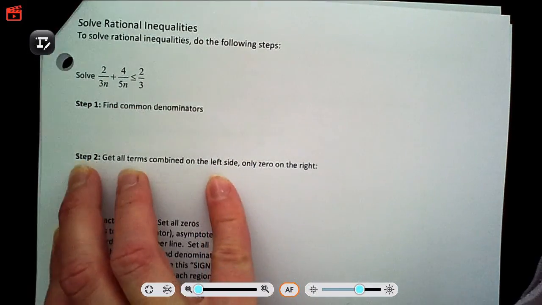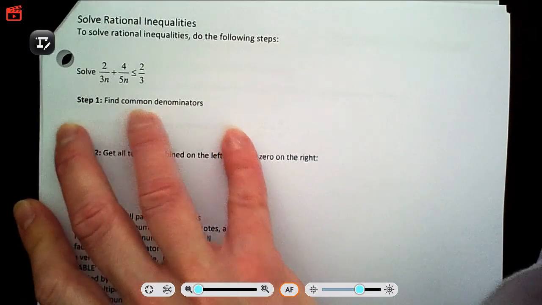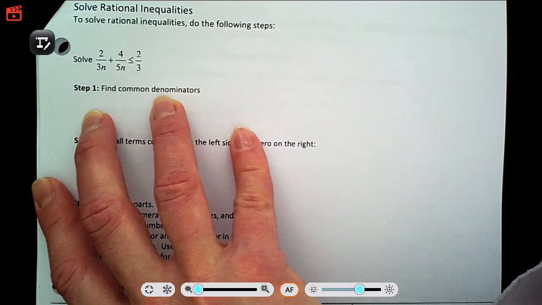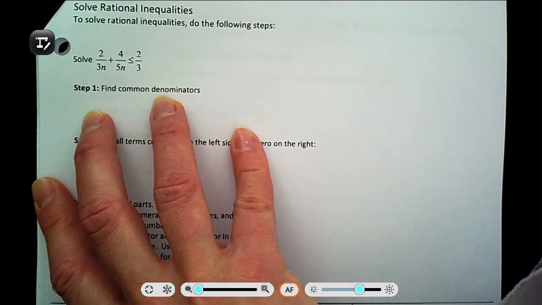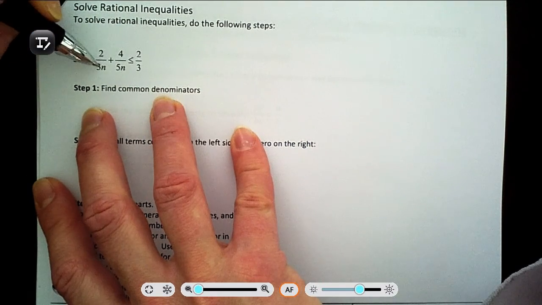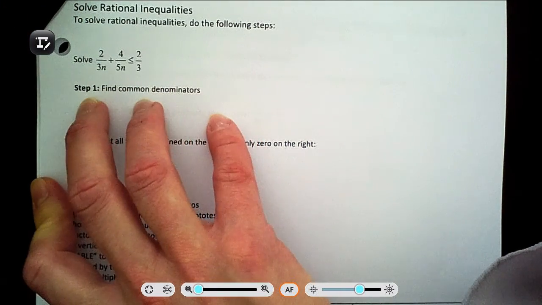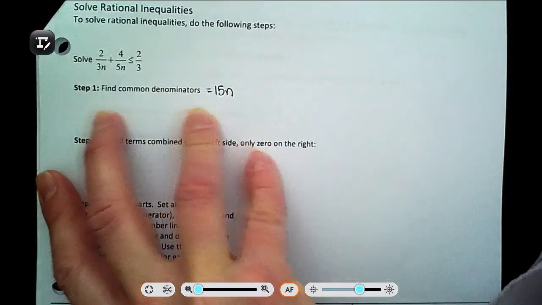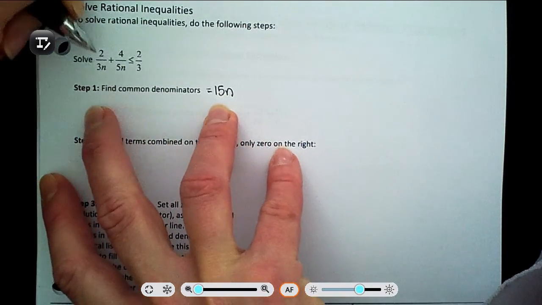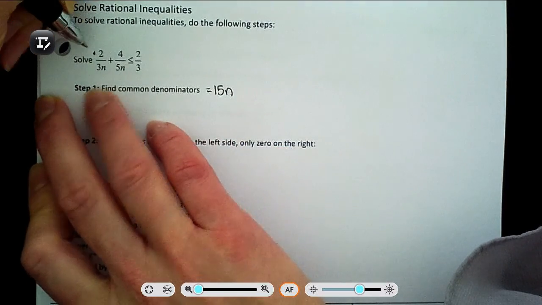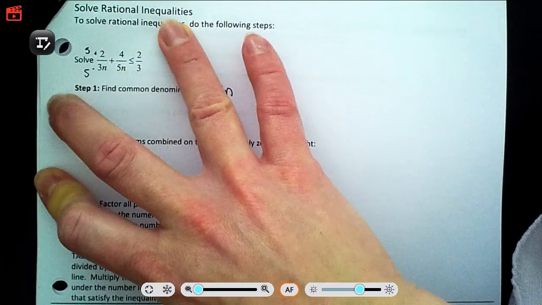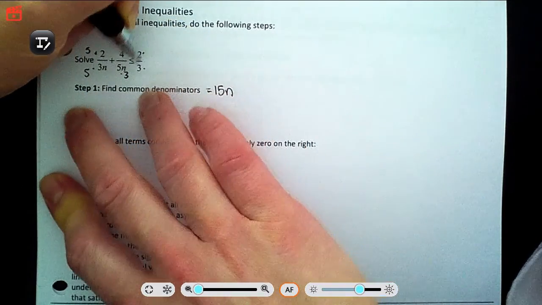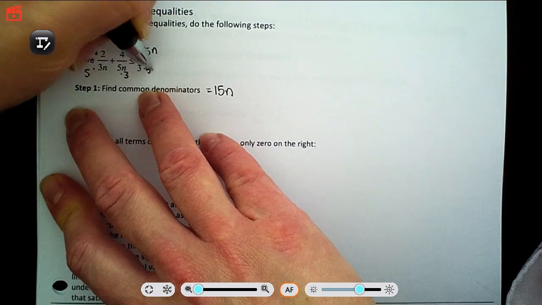Okay, now we're going to solve rational inequalities. We're going to do the following steps. We're going to first find common denominators. In this case, we would think that with 3, 5, and 3, our common denominator has to be some multiple of 3 and 5, and it has to be the least common multiple. So it would be 15n, because 3 and 5 all have 15 in common. Then we would try to get that common denominator. So I'm going to multiply the top and bottom by 5 to get it to be 15n, and 5n needs a multiplier of 3 to be 15n, and 3 needs a multiplier of 5n to be 15n.